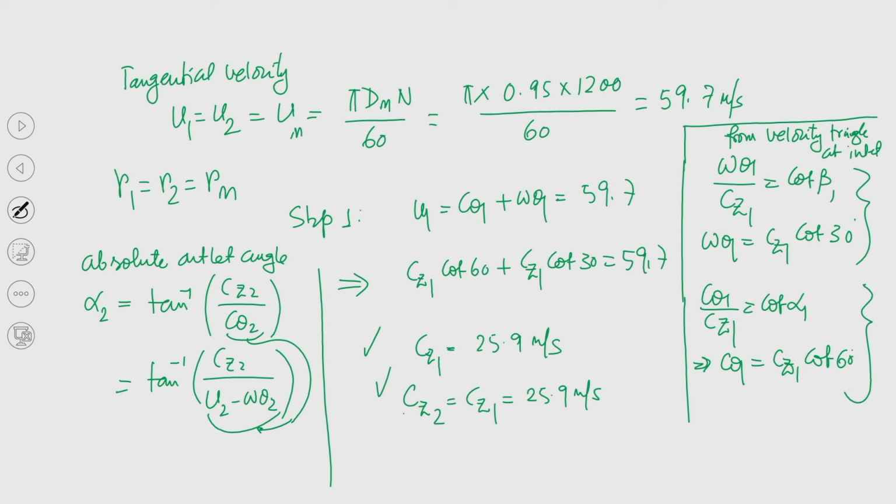Now, u2 is known. So, u1 equal to u2. If we try to recall here, u2 equal to 59.7, Cz2 equal to 25.9 meter per second. So, in this expression the only unknown is Wtheta2. If we can calculate Wtheta2, we can easily calculate alpha 2. So, what about Wtheta2? If we go to the next slide.